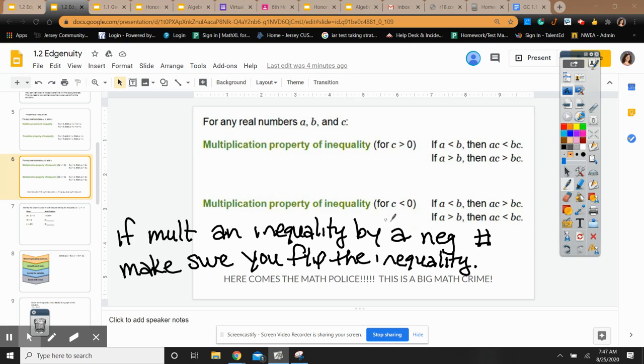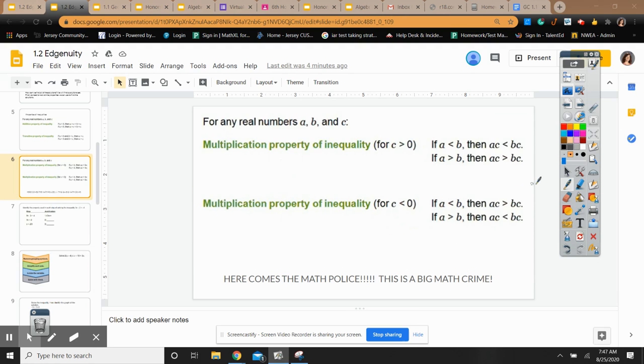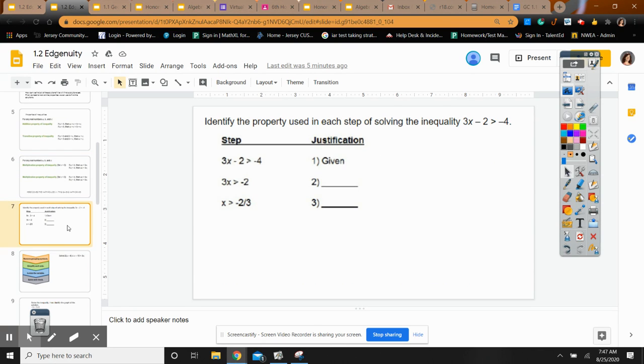You have to be very careful with the negative numbers because there are two cases. Positive numbers do not cause a problem, just a negative. So if you say the words multiply by negative, you need to be ready to flip the sign. So let's look at this example. Back to your old geometry days. How can we solve this?